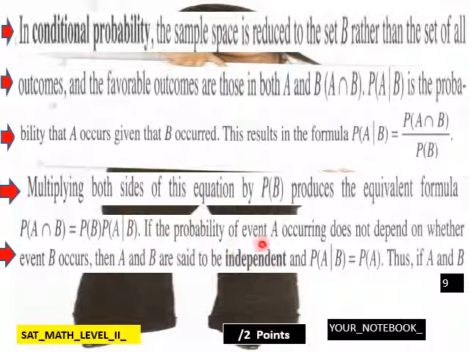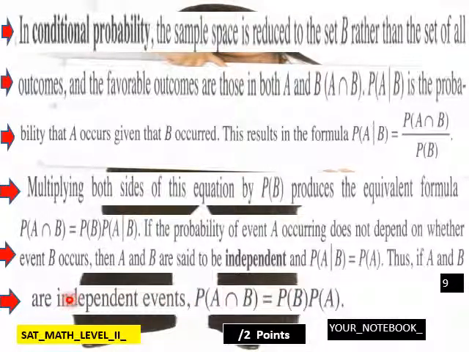If the probability of event A occurring does not depend on whether event B occurs, then A and B are said to be independent, and probability of A given B would equal probability of A. Thus, if A and B are independent events, then the probability of A joint B would equal probability of B times probability of A.